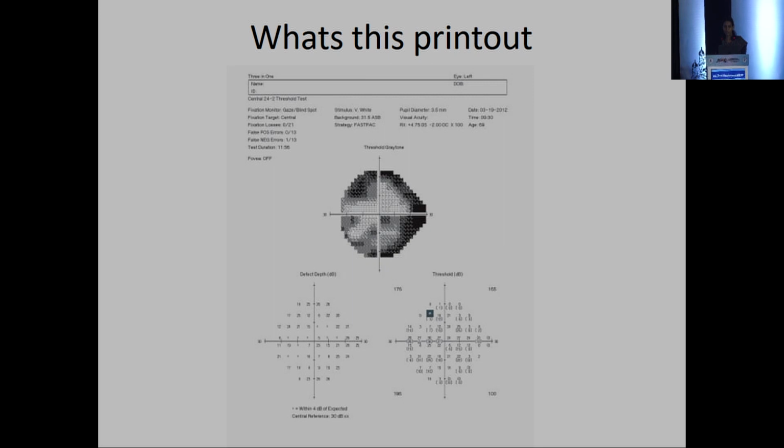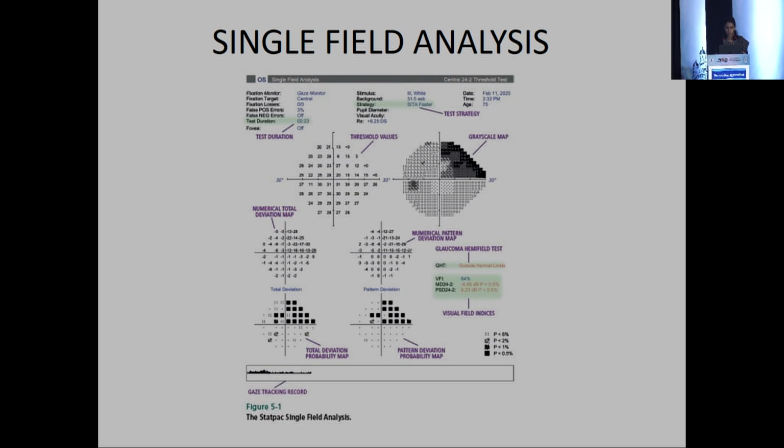This looks like a MATLAB program, but if you look, this is a 24-2 done with the size 5 stimulus. So, a run-through of single field analysis. This is the testing pattern strategy indicated here, reliability indices, grayscale map, threshold values, numerical total and pattern deviation plot, and probability plots of the same. Here are the global indices. Down is the gaze tracking of the thing.